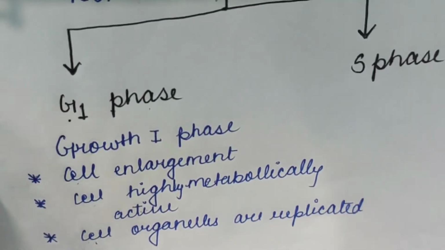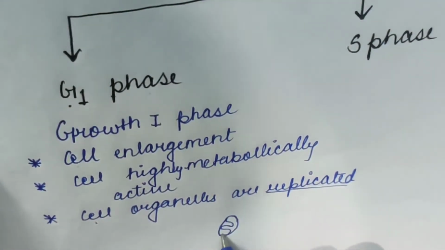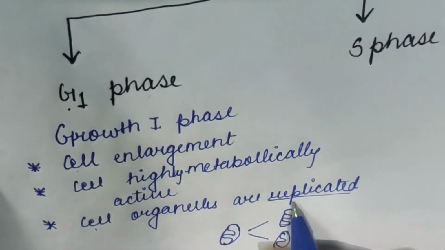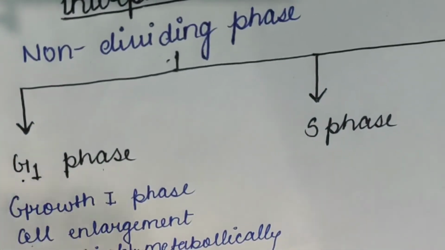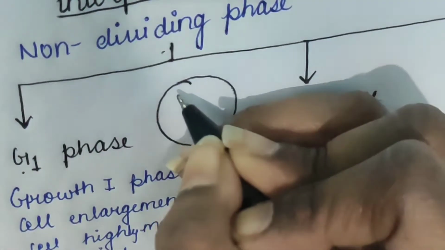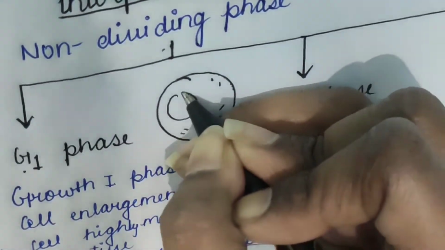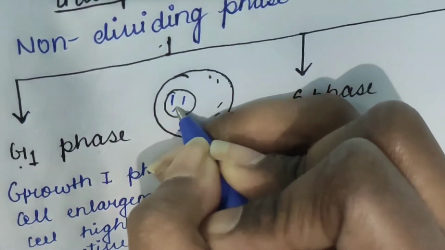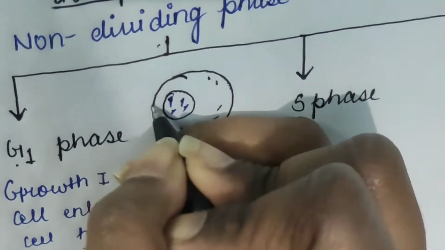Replicated means doubled. For example, initially a cell consists of a single mitochondrion, then after the G1 phase, it consists of two mitochondria. So replication in this sense means doubling of the cell organelles. Now, if I draw the diagram of a G1 cell, it is basically somewhat like this: the cell is enlarged in size, all the cell organelles are doubled, and its nucleus consists of rod-shaped chromosomes. Yes, the rod shapes, not the X-shaped chromosomes.